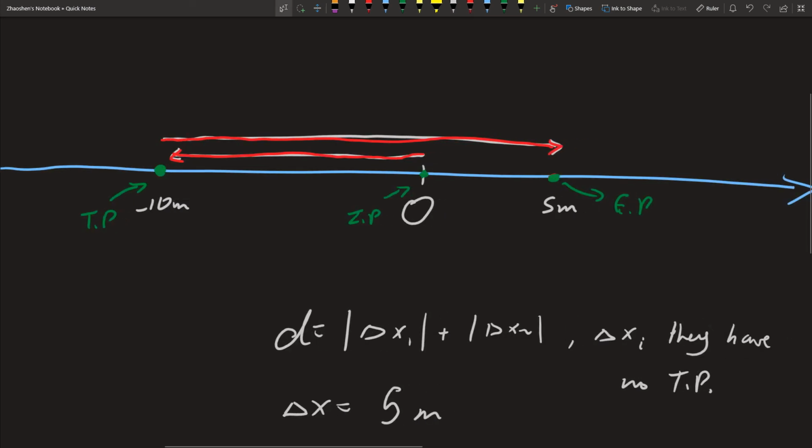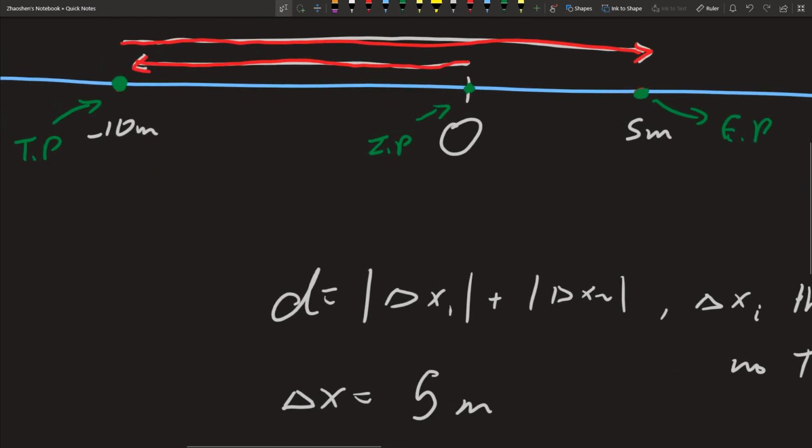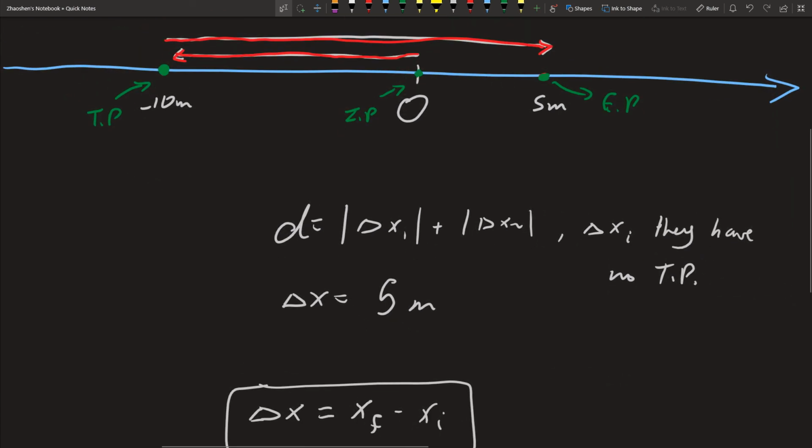So basically what we need to do is find all those displacements, okay? Make sure that those displacements don't have any turning points. Then you take their absolute value, add them up. Let's try it. So distance will be equal to the first displacement, which is negative 10 meters, absolute value, plus your second displacement, which is 15 meters, which is equal to 25 meters. It's the same thing that we got before.